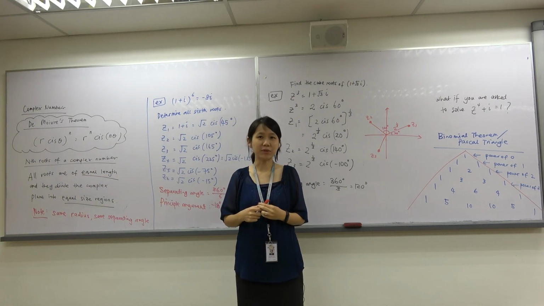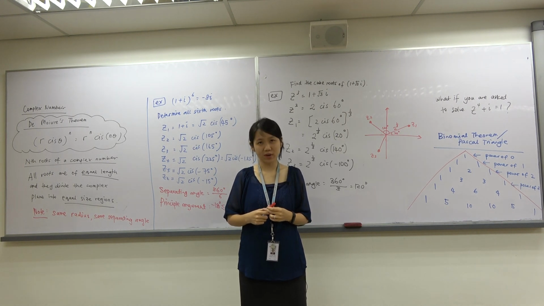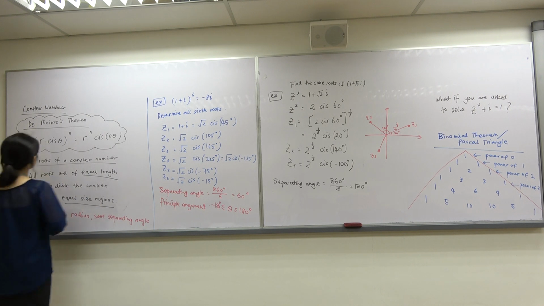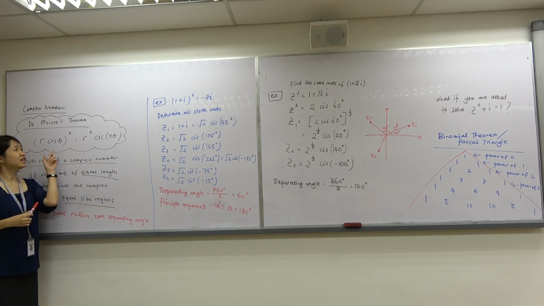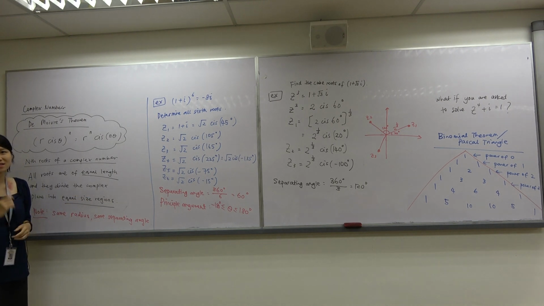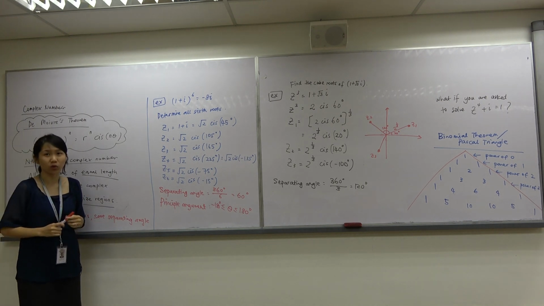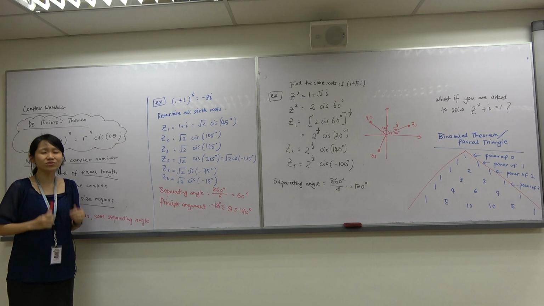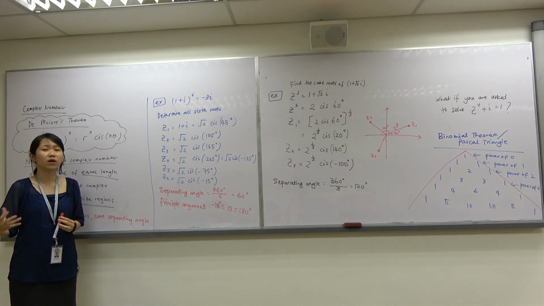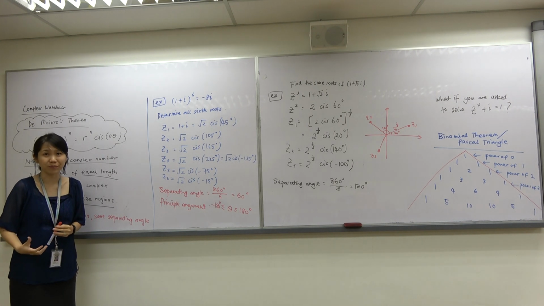Basically, de Moivre's theorem only works on polar form. So what is de Moivre's theorem? It is simply (r cis theta) to the power of n gives you r to the power of n cis n theta. And bear in mind that de Moivre's theorem only works with polar form. In order to use it, you must convert exponential form into polar form, or even Cartesian form into polar form.